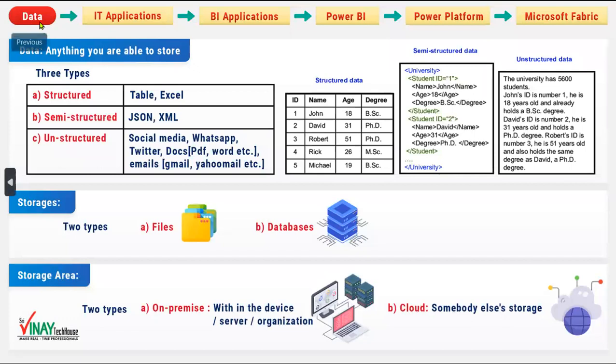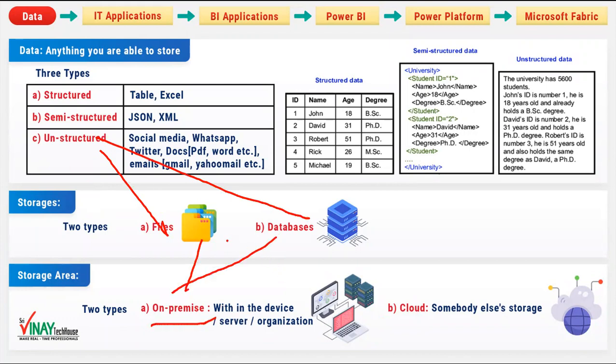Yesterday I explained data in the Microsoft Fabric hierarchy. And we have in the market 3 types of data: structured data, semi-structured data, unstructured data. Companies store this data in 2 formats: one is file format, second is database format. And the formatted data is available in 2 storages: on-premises storage and cloud storage.